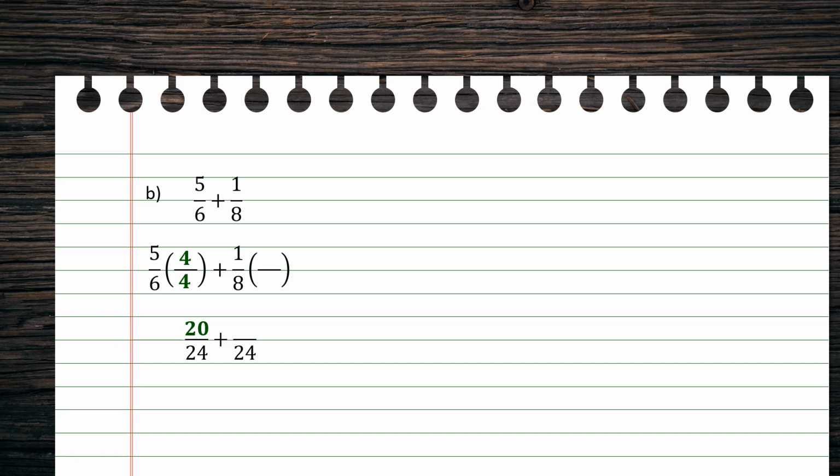Now our second fraction has a denominator of 8, but we need it to be 24, and that would give us 3. So 8 times 3 gives us 24, which means 1 times 3 would give us 3. Now that our fractions have a common denominator, we're ready to add these two fractions. We keep the common denominator, and 20 plus 3 is 23. Now notice 23 is also a prime number, and 23 is not a factor of 24, so this fraction cannot reduce.